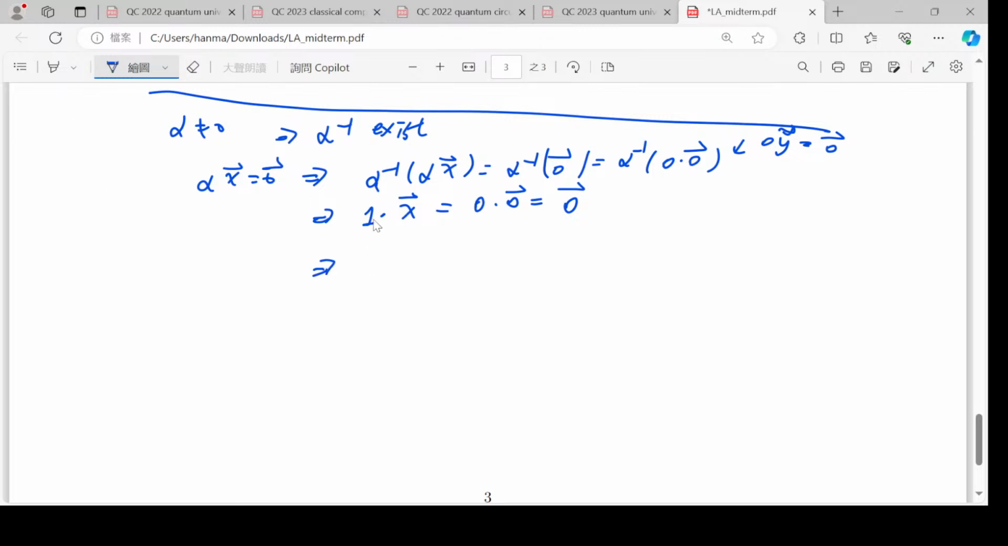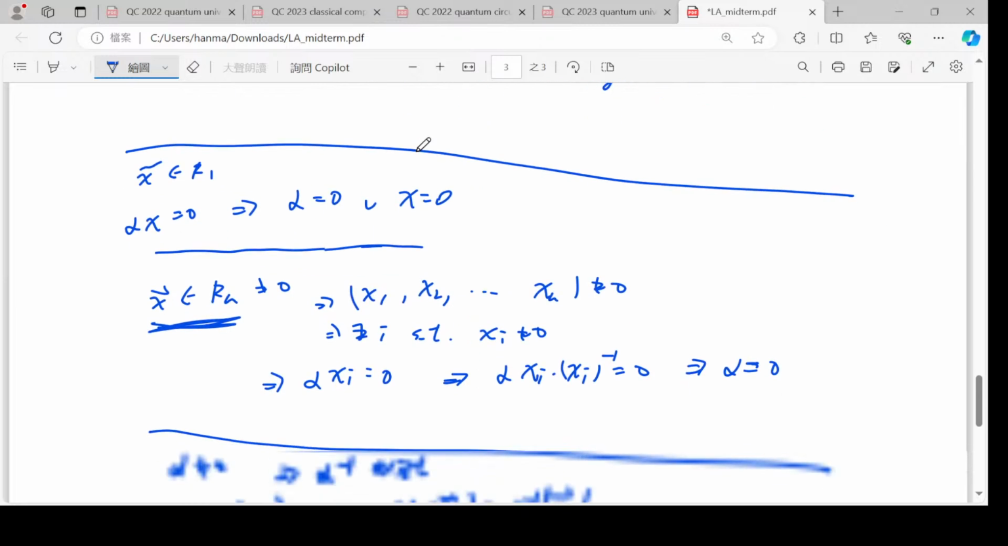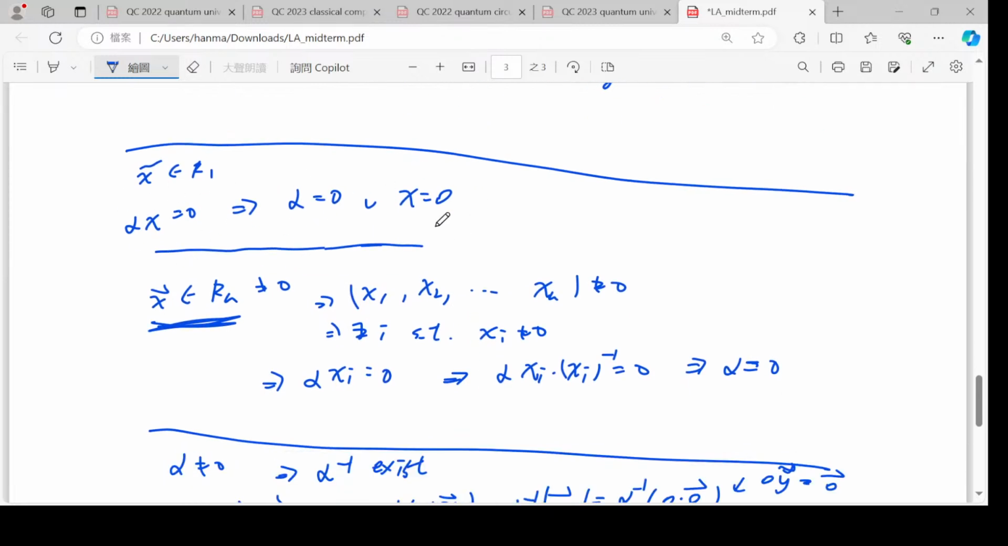Okay. And finally we use the axiom of 1, so we have 1 times any vector equal to itself. So we have x equal to the 0 vector. And this is a contradiction because we said x is not equal to 0. Okay, so I guess in terms of this, we are proving this in a very funny way.